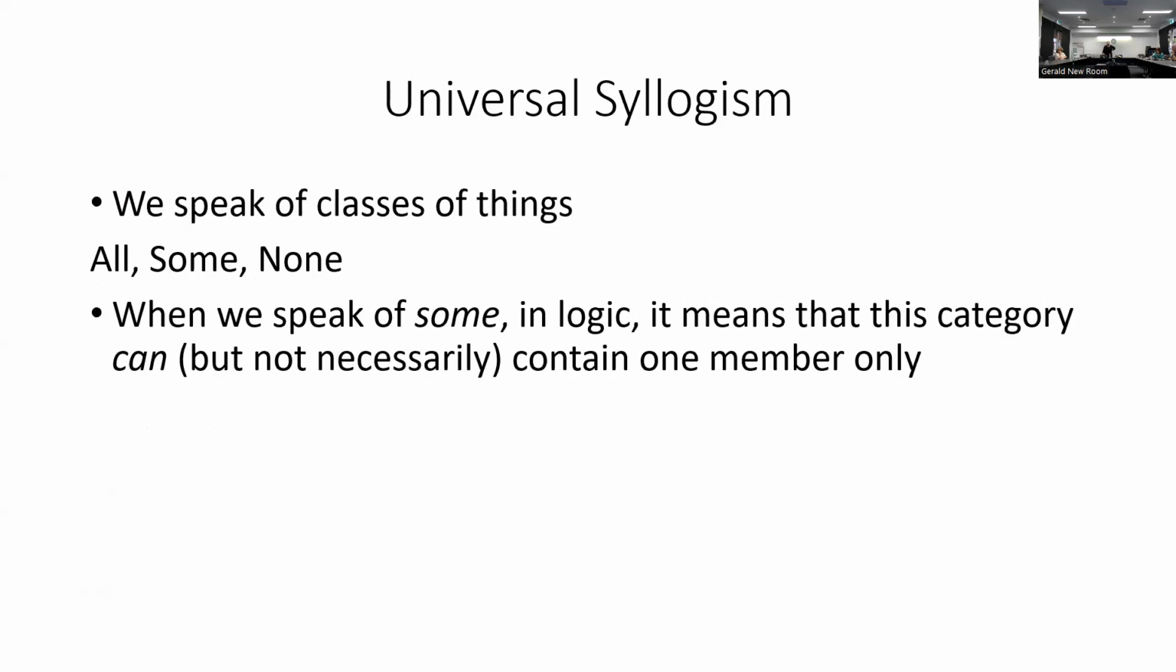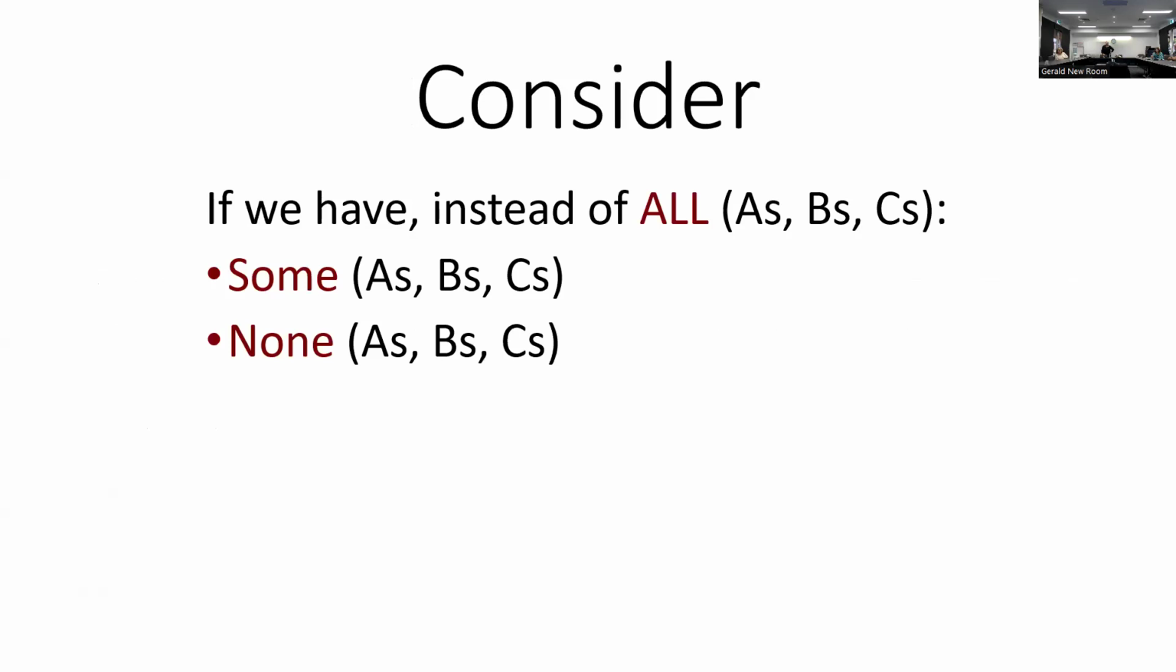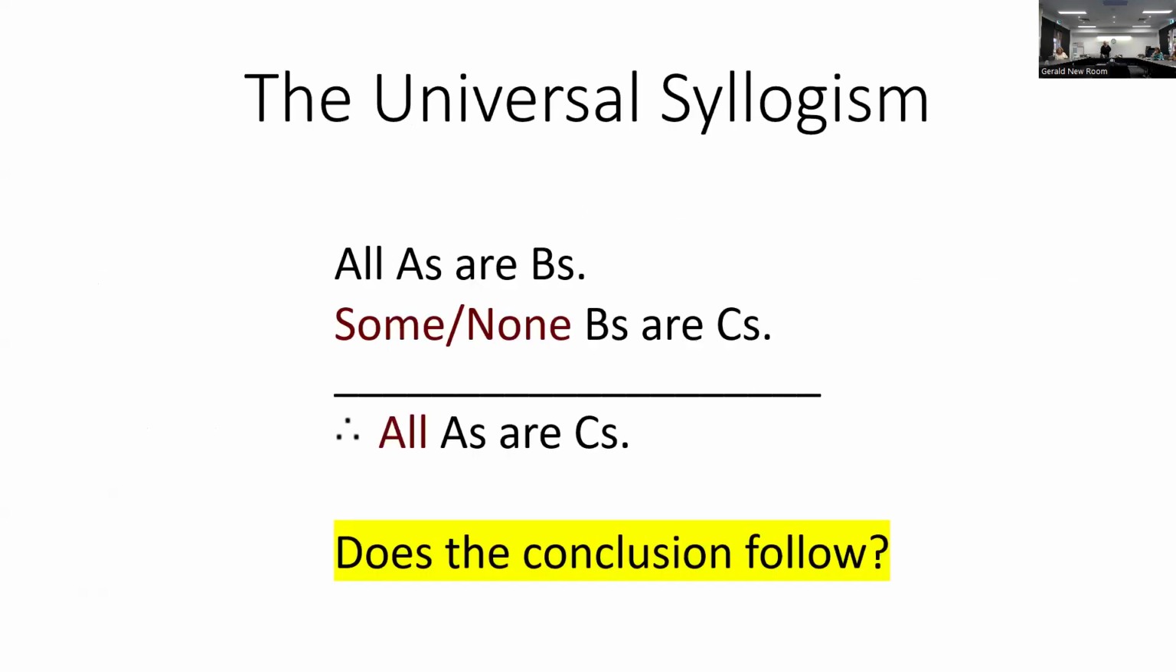And in universal syllogism, we talk about all, some, none. When we speak of some, in logic it can contain just one member. Not always, but it could be just one member. So we have all, some, none. Let's see how we go. All A's are B's. Now some B's are C's, so we go A, B, B, C. All A's are C's. Does the conclusion follow?